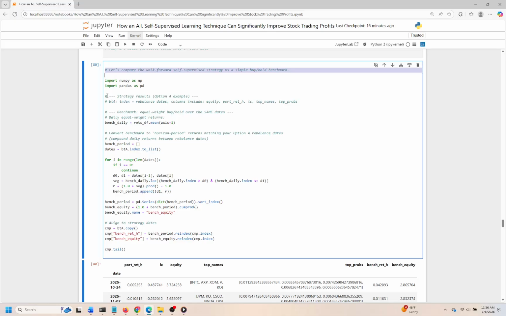To establish this comparison, the code first computes the daily equal weight returns from the asset returns data. This is done by taking the mean of the returns across all assets each day.